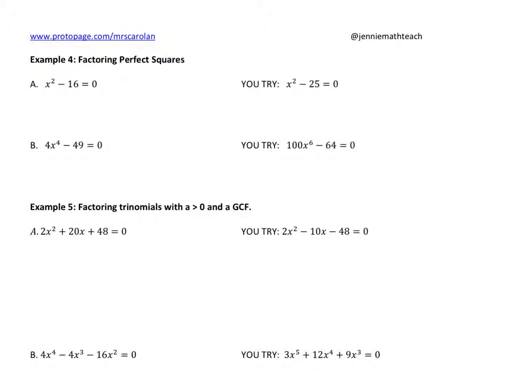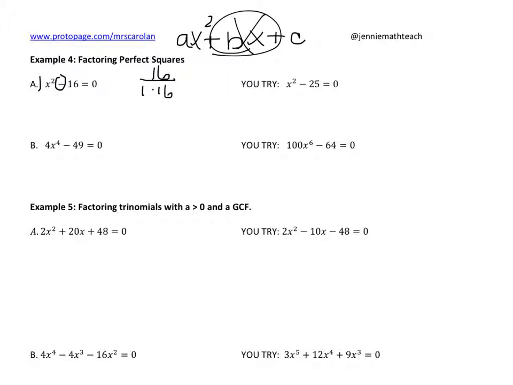To factor these problems, we still find the factors of a times c, so 1 times 16, that subtract to get... oh, there's nothing in the middle. We're missing that middle bx term. We have the ax squared, and we have the c term, but we don't have that middle one. So it must have meant that it canceled out to 0. So the factors of 16 that do that would be 4 and 4. So we'll have x plus 4 and x minus 4.